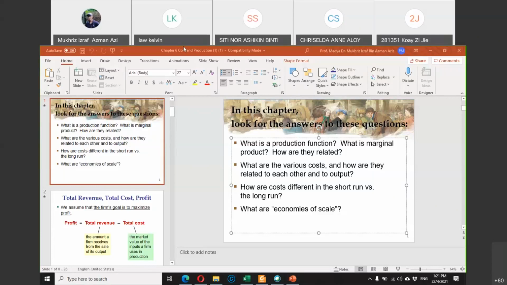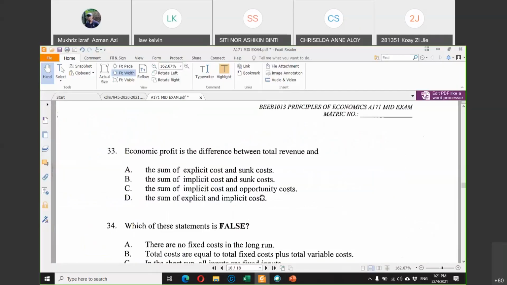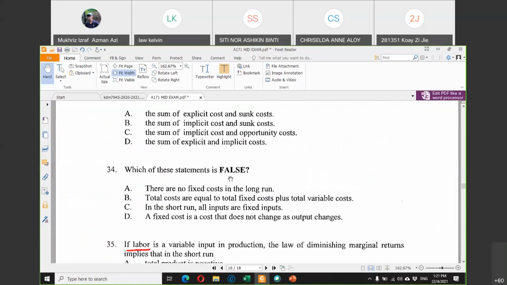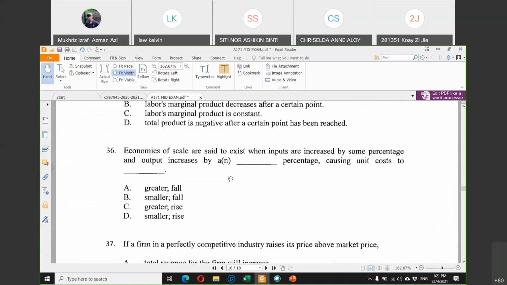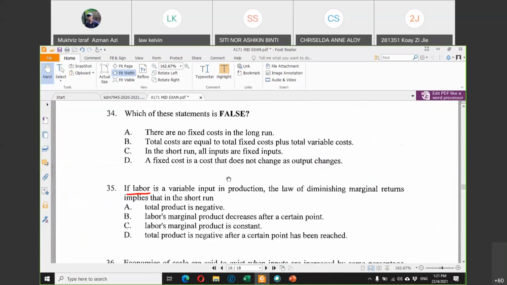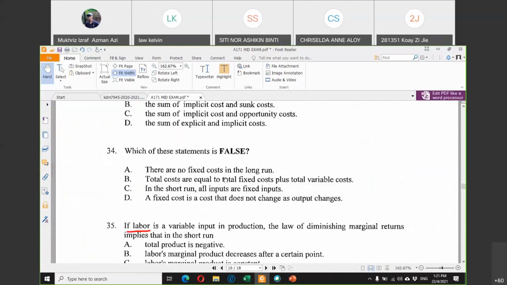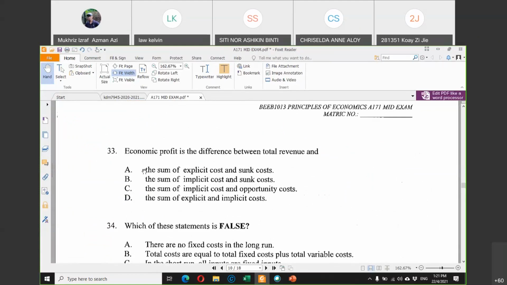So for the rest of the discussion, maybe we can finish our class earlier today. In the past year questions for this set, we only have around 4 to 5 questions related to topic number 6. So the first one will be question number 33. Economic profit is the difference between revenue and what?